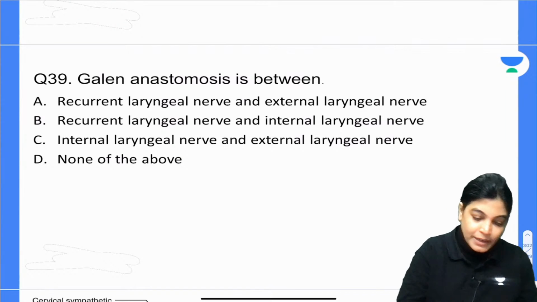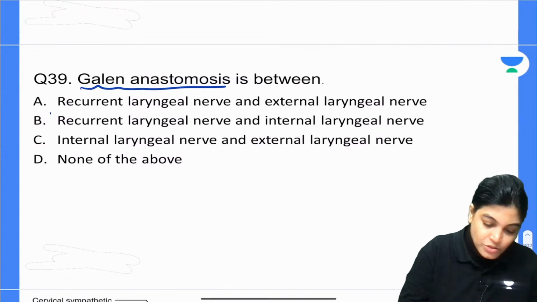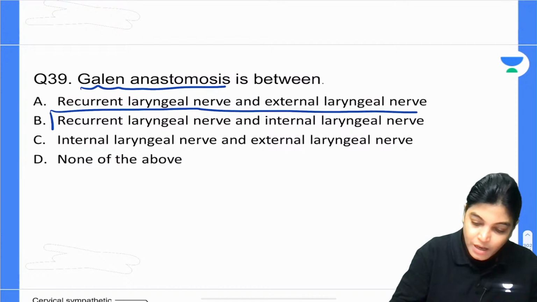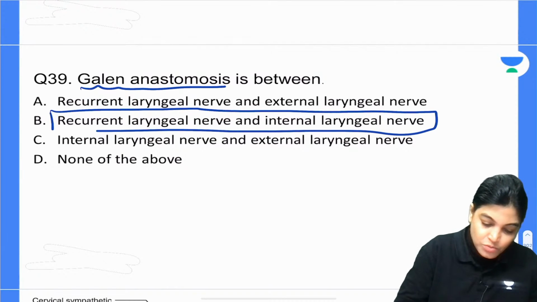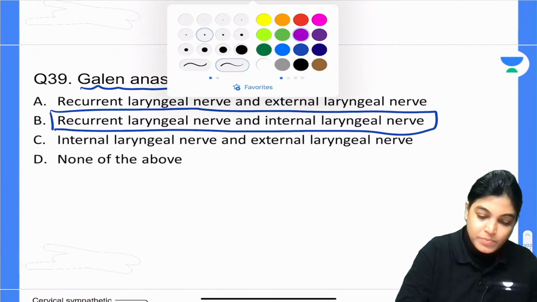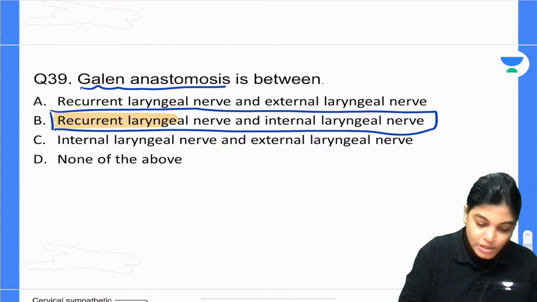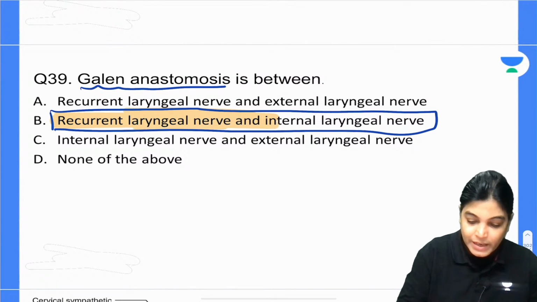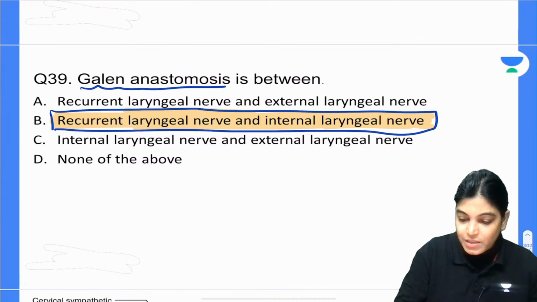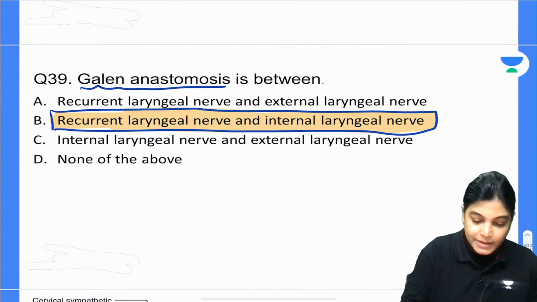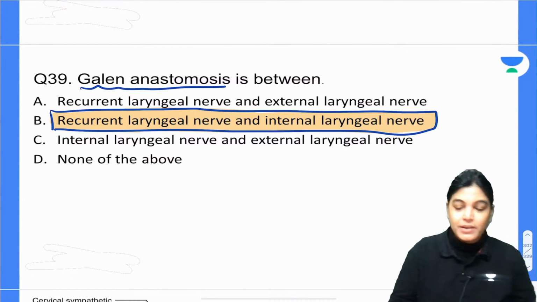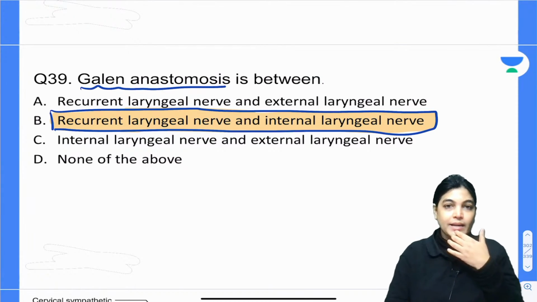Galen anastomosis. Let me explain. Generally anastomosis occurs between arteries, but this is an anastomosis of nerves. It is an anastomosis between the recurrent laryngeal nerve and the internal laryngeal nerve, which is a branch of the superior laryngeal nerve. I would like to show you a diagram for it. So we have got B as the correct answer.